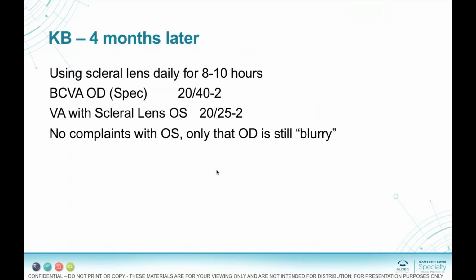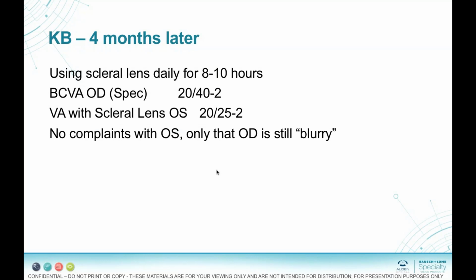So she was fitted and dispensed lenses, followed up for proper care. I had an opportunity to see her again 4 months later for a follow-up, and just using this visit as kind of a progress check for where she's at. She comes in using the scleral lens daily, about 8 to 10 hours. Her best corrected vision in the right eye, which is the eye that she does not use the scleral lens in, is still 20/40 with glasses.